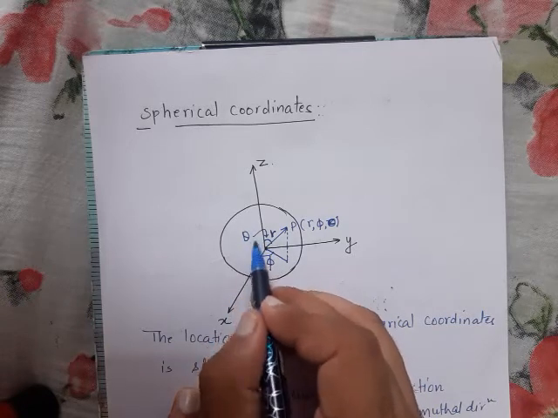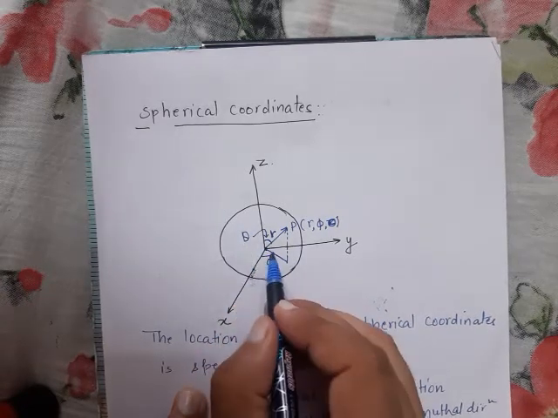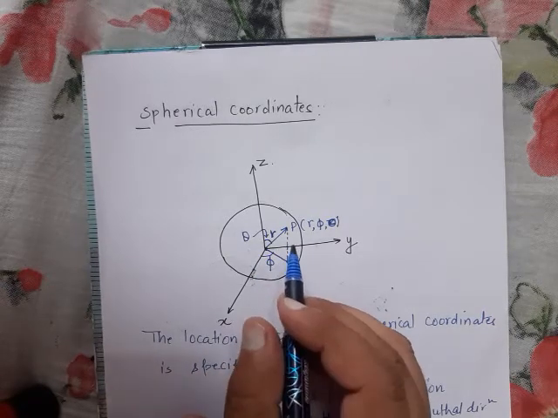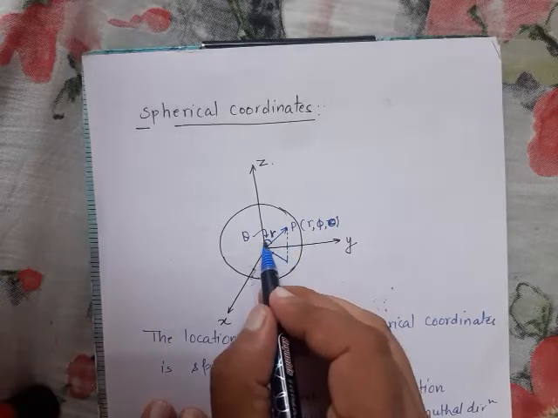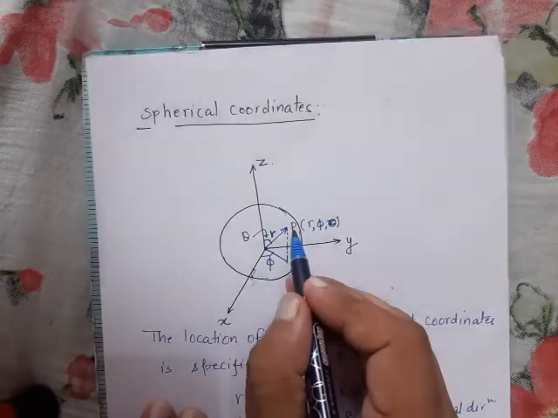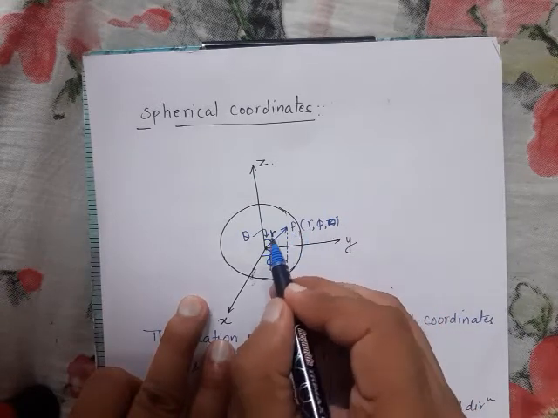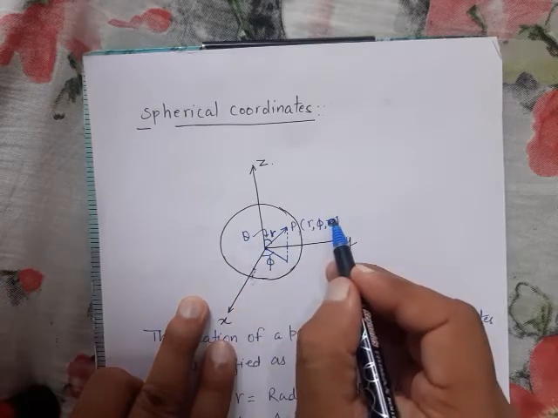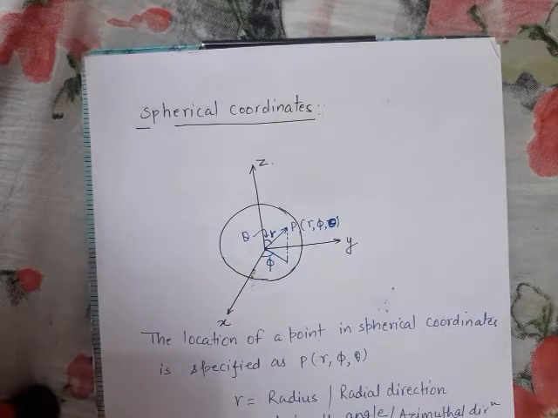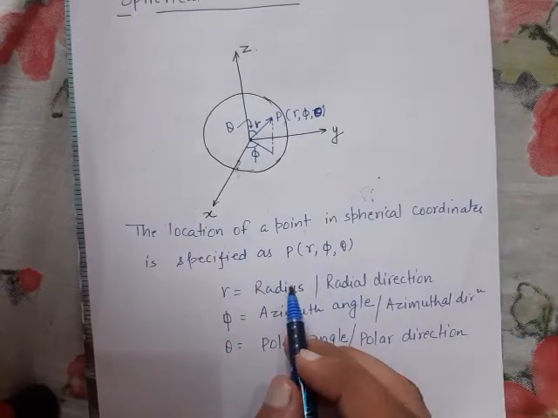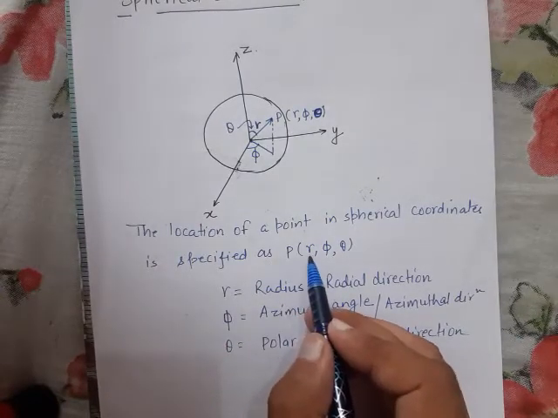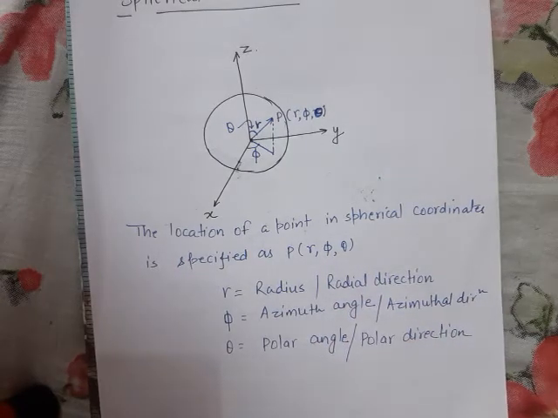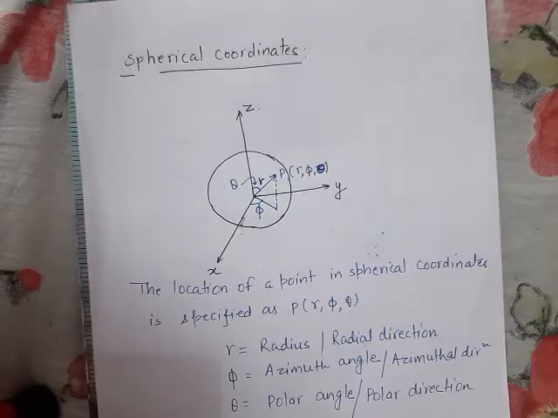which is known as the polar angle or zenith angle, and again this angle phi, which is known as the azimuth angle. This is the azimuth angle, this is the zenith angle or polar angle. So that is how P is defined in terms of its radial location r, the angle phi, which is the azimuth angle, and the polar angle theta. So the location of a point in a spherical coordinate system is specified as P(r, phi, theta). Now z has been replaced by theta, which is known as the polar angle or polar direction. So this is the simple spherical coordinate system.